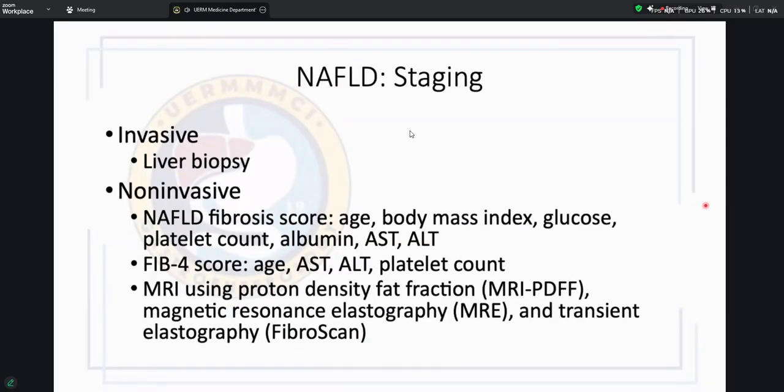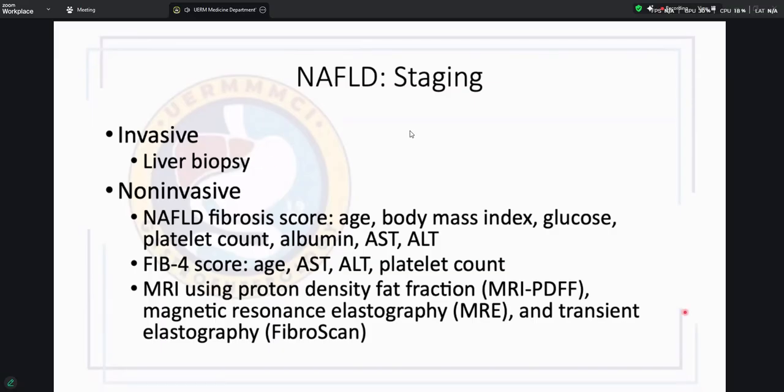For staging of NAFLD, or assessing the severity or checking for fibrosis or cirrhosis, we have invasive and non-invasive tests. If we are going to be strict about it, biopsy is still the reference standard, but it is rarely done nowadays. It has risks, it is expensive, and most of all, there are now non-invasive options.